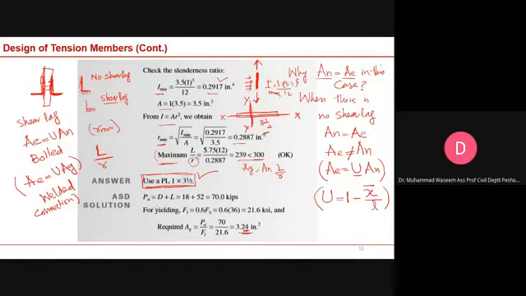Now the next approach is the ASD approach. In ASD, you do not use any load factors. You calculate the Pu value. Based on this Pu value, you can calculate the gross required area using this formulation. For the yield or excessive deformation case, the allowable stress in the member is 0.6 times the yield stress. Using these stresses, you can calculate the gross area.